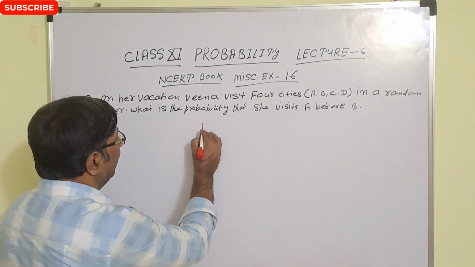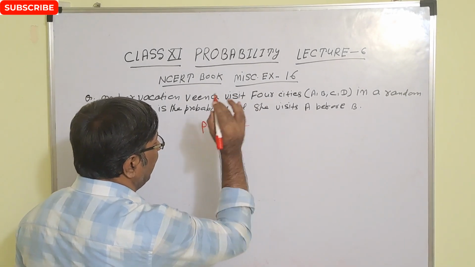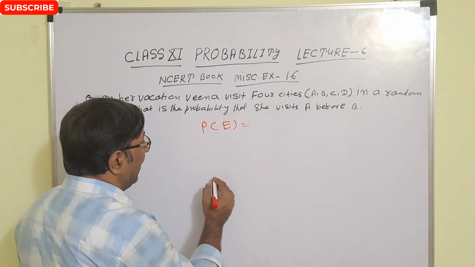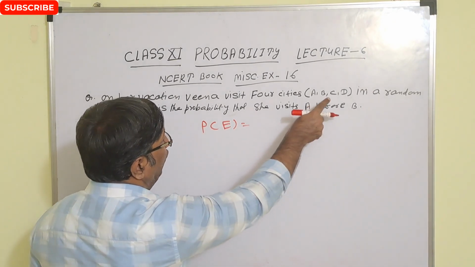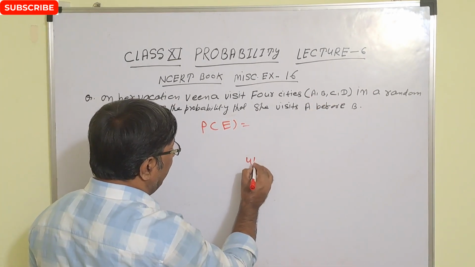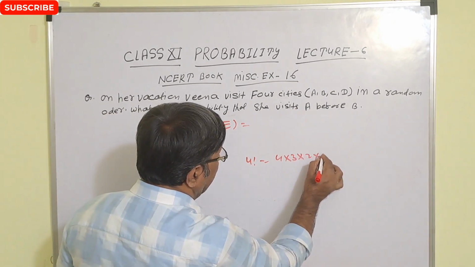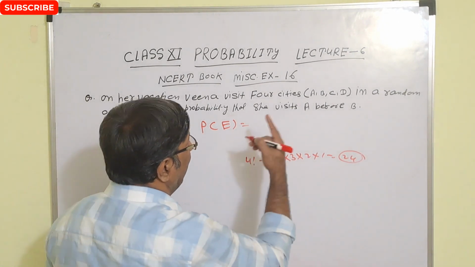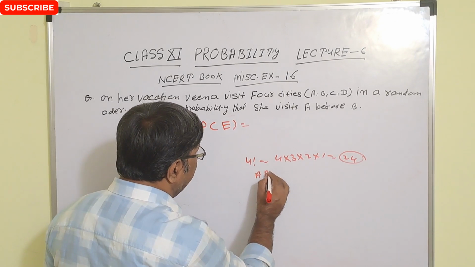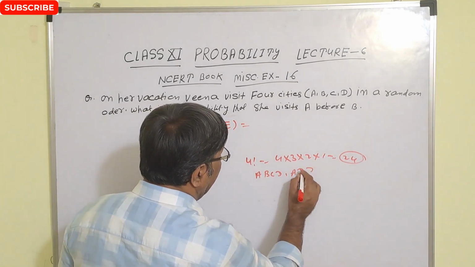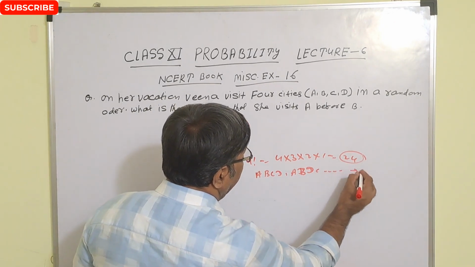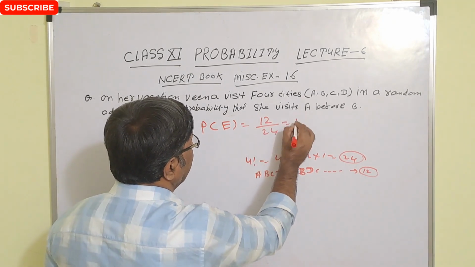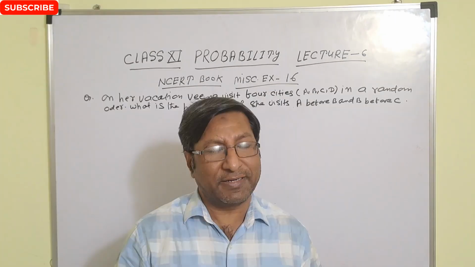So we know probability of any event equals favorable outcomes by total. First, see what the favorable and total outcomes are. Here the total number of cities is 4, so total arrangements will be 4 factorial: 4 into 3 into 2 into 1, that is 24. Favorable outcomes: just like A, B, C, D and A, B, D, C, in the same way we will make a total of 12. So the correct answer is favorable by total, which is 1 by 2.